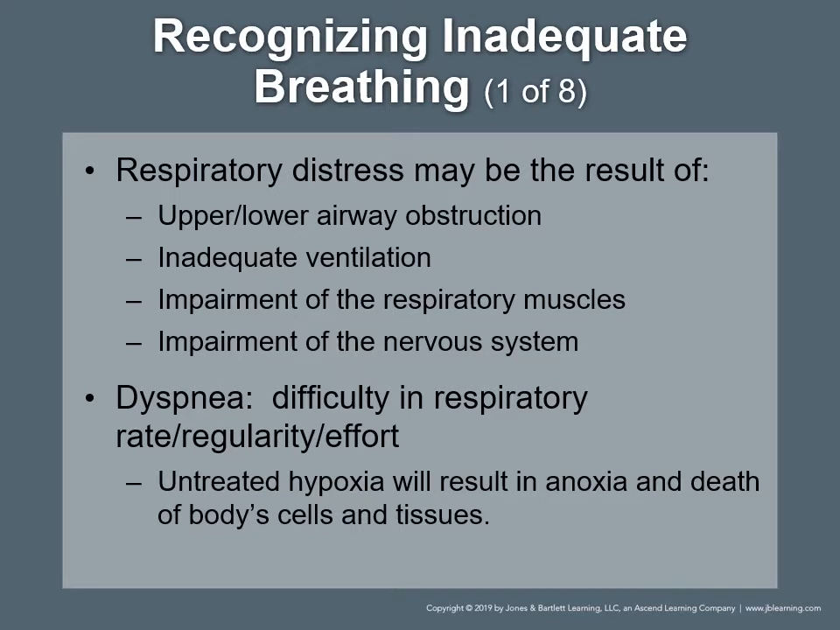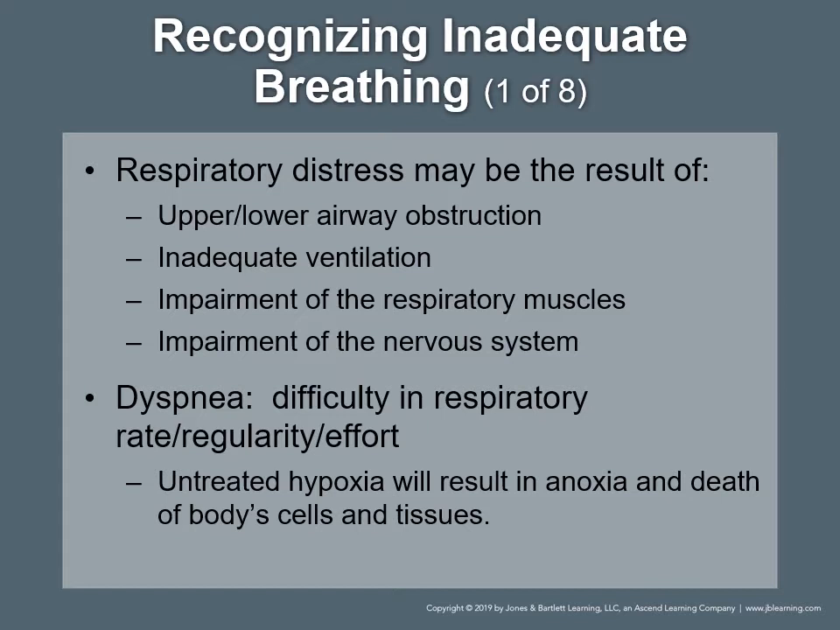Recognizing inadequate breathing. An adult patient who is breathing at a rate of fewer than 12 breaths a minute or more than 20 breaths a minute should be evaluated for other signs of inadequate breathing. Patients with respiratory disease often compensate with preferential positioning. Respiratory distress may be the result of upper and/or lower airway obstruction, inadequate ventilation, impairment of the respiratory muscles, or impairment of the nervous system.